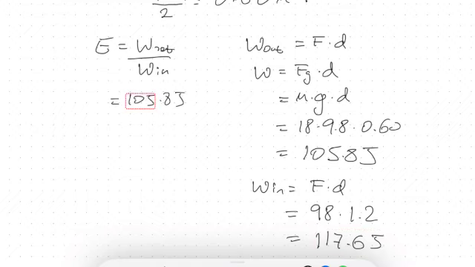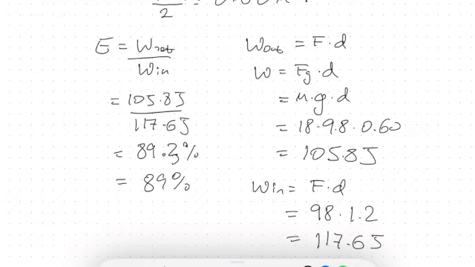So the efficiency will be 105.8 joules divided by 117.6 joules. That's 89.23%, but we round it to 2 significant figures. So 89% efficient is the efficiency of the system.